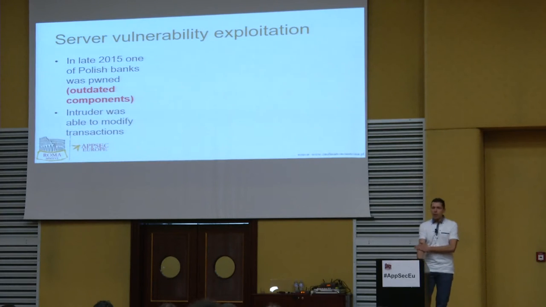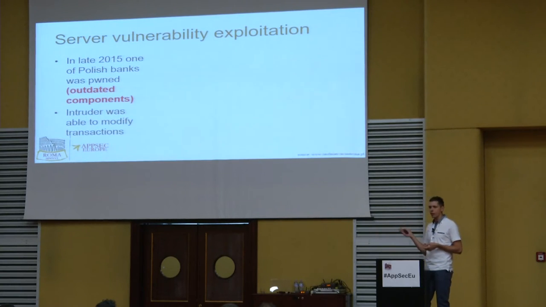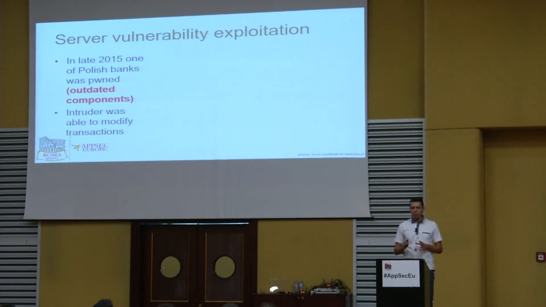Another real-world example from my country, from Poland, is an example of an attack on the server side. So we all know that vulnerabilities exist in systems, yes? Even in applications such as internet banking, but not too many exploitation examples have been documented in terms of internet banking, yeah? So one year ago, one of the Polish medium-sized banks was popped by exploiting a well-known vulnerability in one of the Java frameworks.